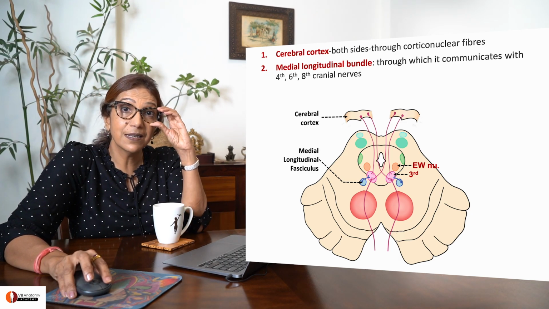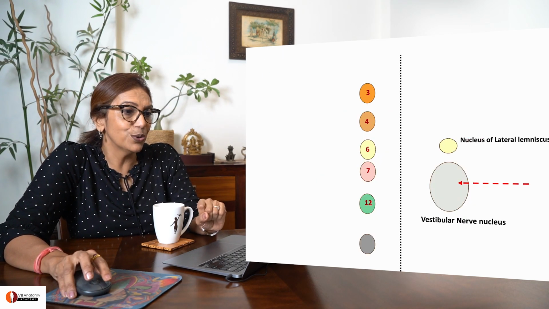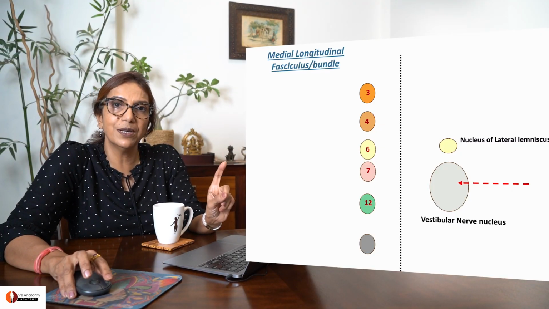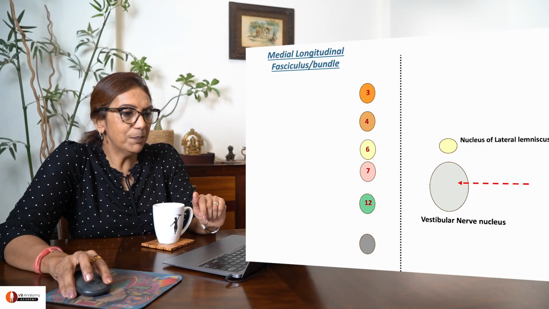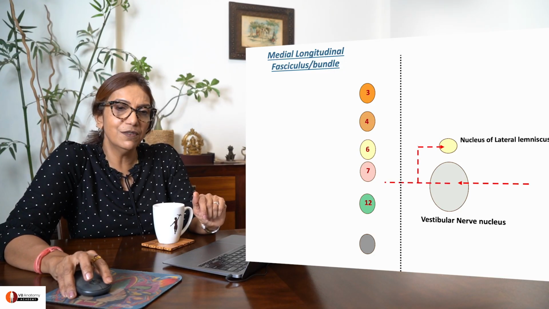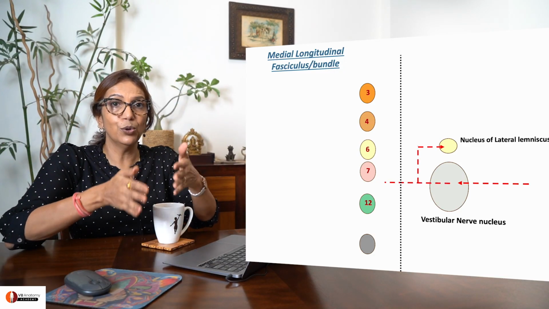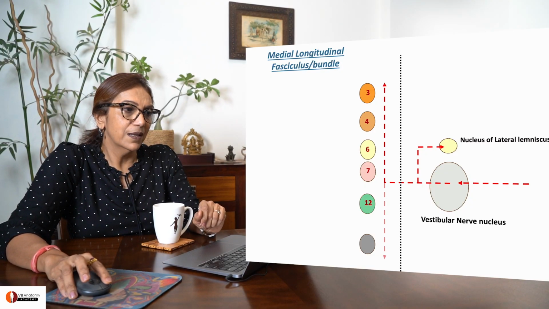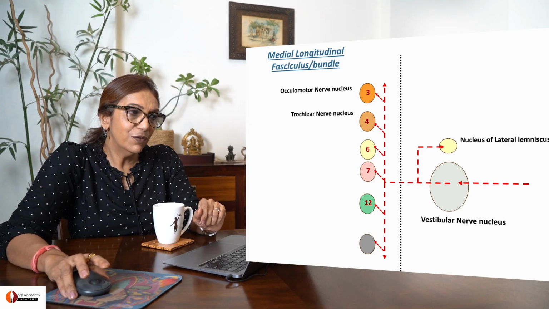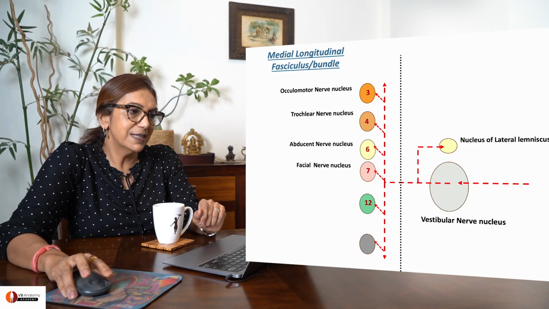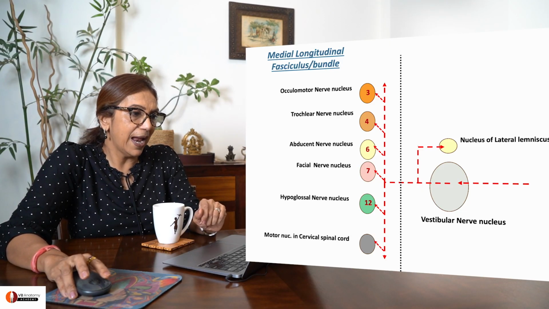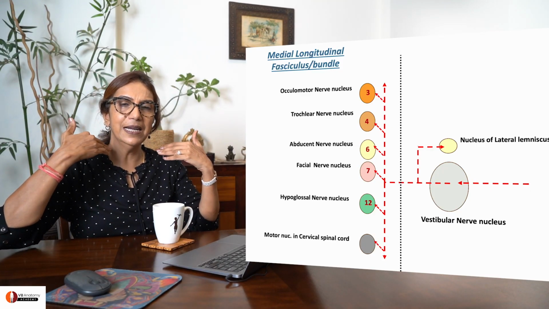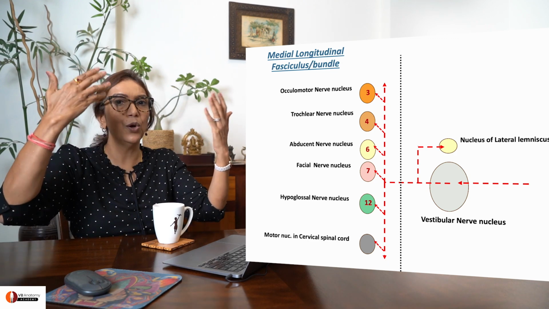Now, what is this? Do you remember? Come, I'll show you. That's the vestibular nerve nucleus. We are discussing the medial longitudinal fasciculus. So, what happens is fibers from the vestibular nerve run along the midline on either side, connecting to the third nerve, fourth nerve, sixth nerve, seventh, hypoglossal and motor nuclei of the cervical spinal cord. This is extending a little bit in the neck, okay, and along the brainstem.